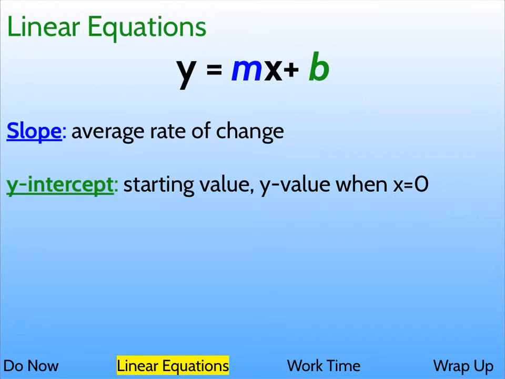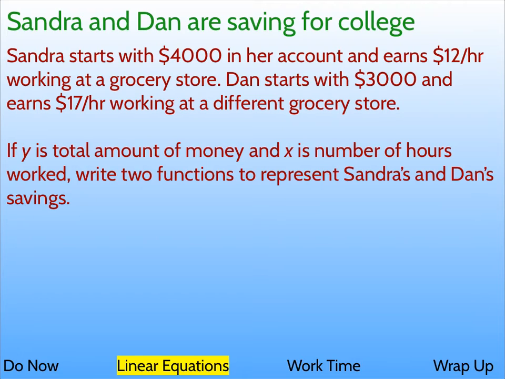So here in this problem, we have Sandra and Dan saving up for college, and they both work at grocery stores. Sandra starts with $4,000 already, and she earns $12 an hour working at the grocery store. Now, Dan, he only has $3,000 to start, but he makes $17 an hour working at a grocery store.